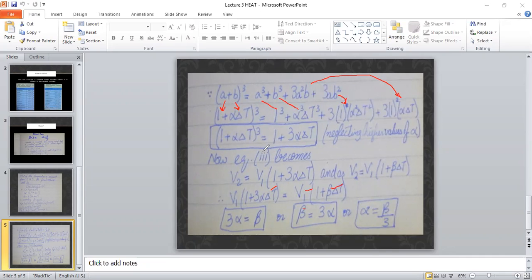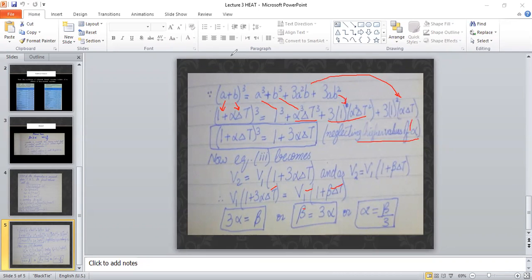1 plus alpha delta T cube would now be taken as 1 plus 3 alpha delta T, as we ignore this one and this one. And why do we do so? We are neglecting higher powers of alpha.